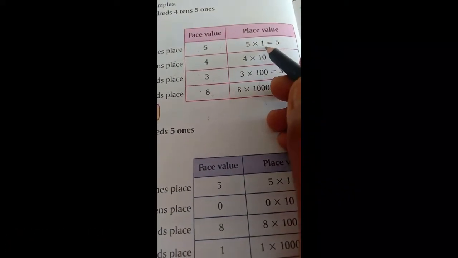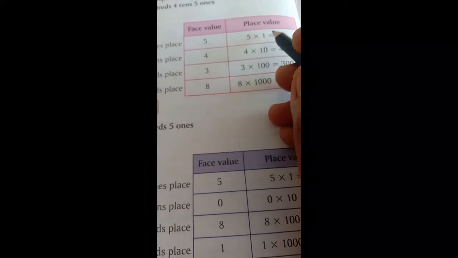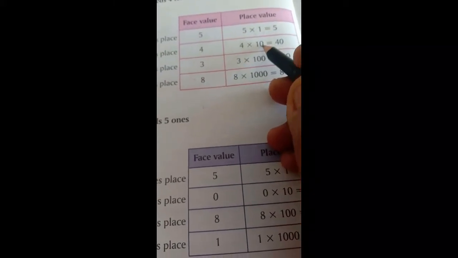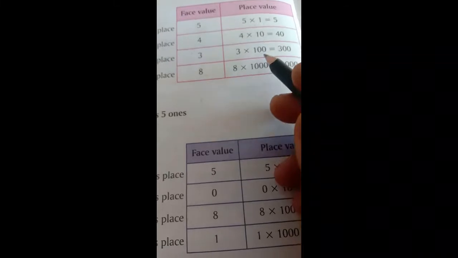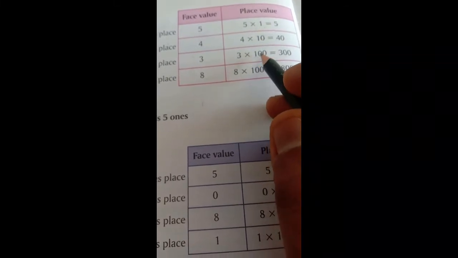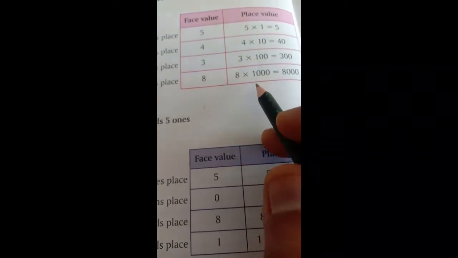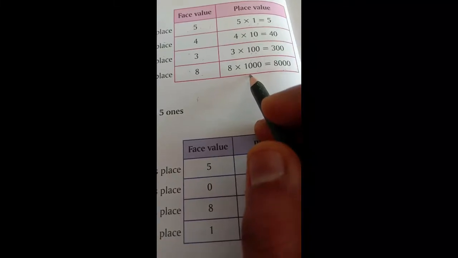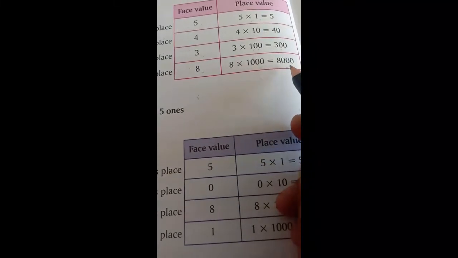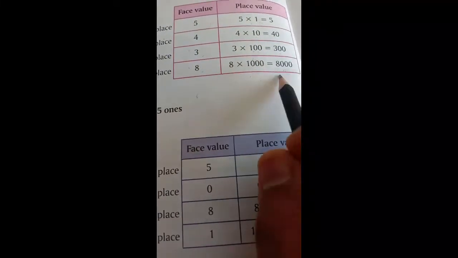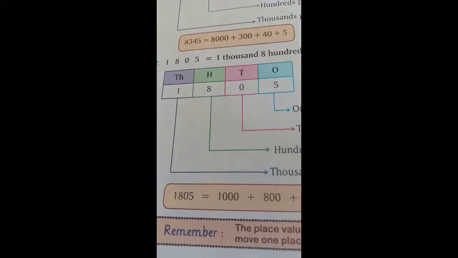Face value will not change on any place but place value changes according to their place. If it stands on ones, multiply by 1. If it stands on tens, multiply by 10. If it stands on hundreds, multiply by 100. And if it stands on thousands, multiply by 1000. So we got all our place values.